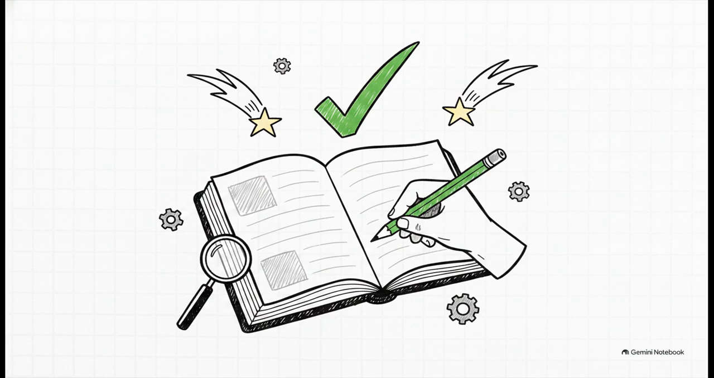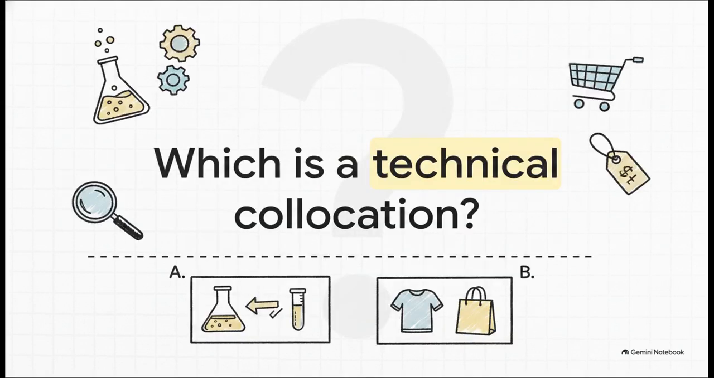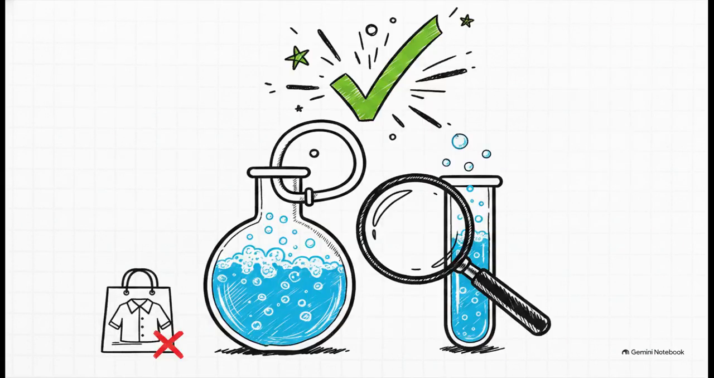Awesome job if you got that right. This is a classic verb plus noun pairing. You do your homework, you do your research, you do your work. Let's do just one more to test your recall from the technical section. Which of these is a valid technical collocation? A, conduct an experiment, or B, buy a shirt? The correct answer is, of course, A, conduct an experiment. Buy a shirt is a totally valid everyday collocation, but it's definitely not a technical one you'd use in your engineering lab. बहुत बढ़िया काम किया आपने आज.